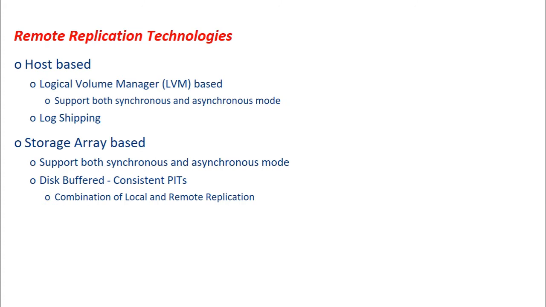These are the two technologies that are part of host-based remote replication. Similarly, under storage array-based remote replication, we have synchronous replication, asynchronous replication mode, and disk buffered remote replication. This is a combination of both local and remote replication. The third one is network-based remote replication, where we use CDP-based remote replication technology. Continuous data protection technology is used as part of network-based remote replication.